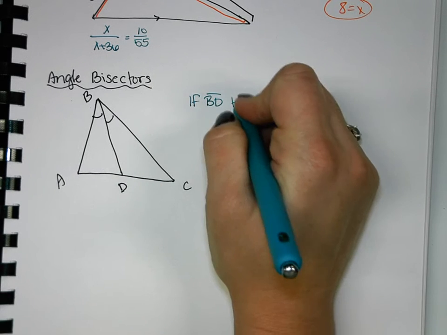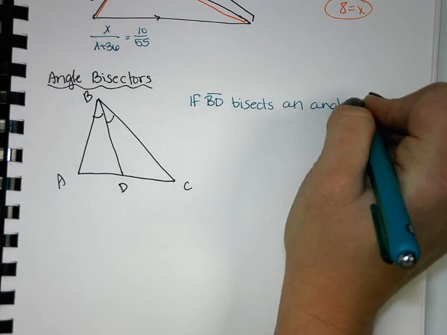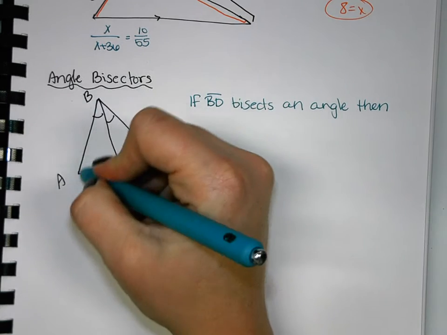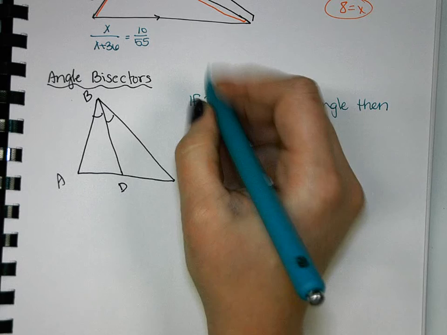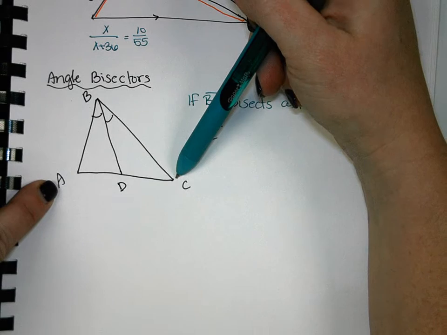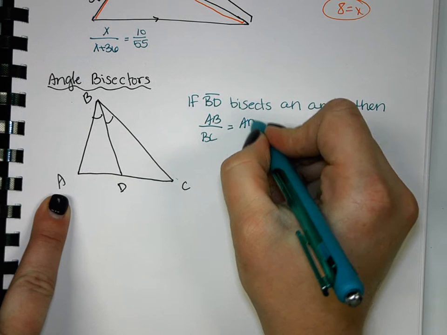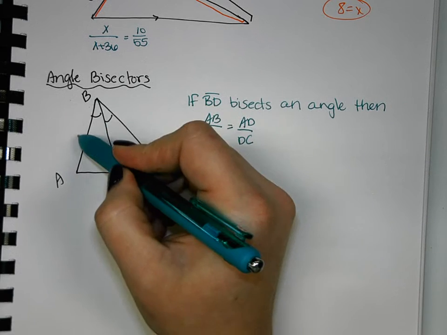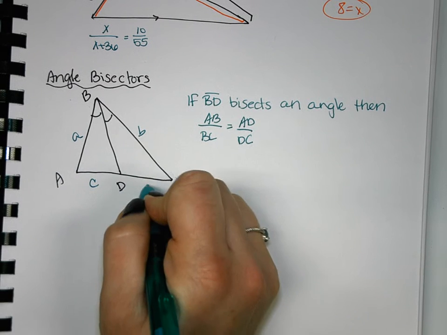if BD bisects an angle, then what'll happen is if you were to take this side AB, it will be proportional to BC. So in other words, you're taking BA over BC. That's going to equal AD over DC. So in other words, if you were to take this side A over this side B, it will equal C over D.